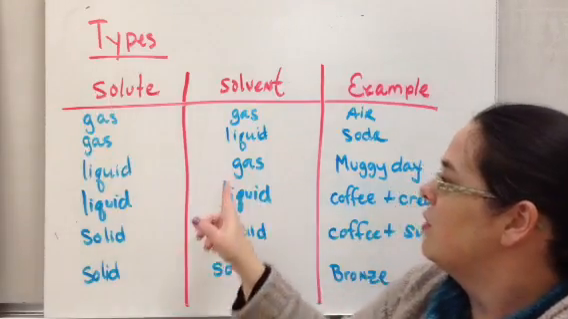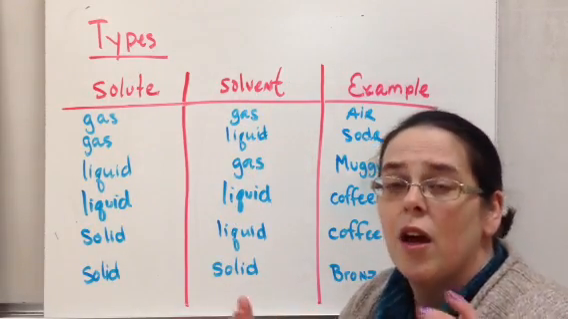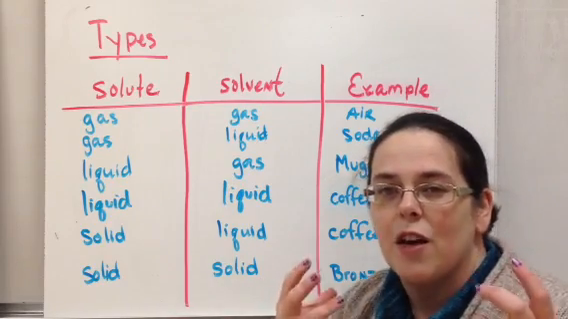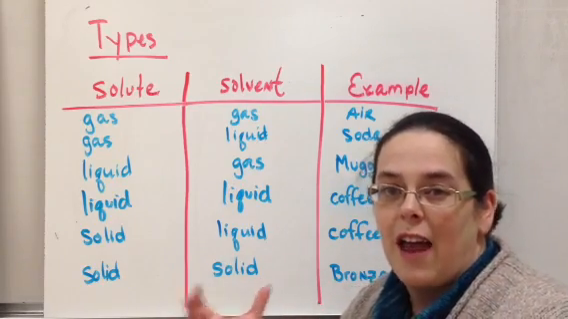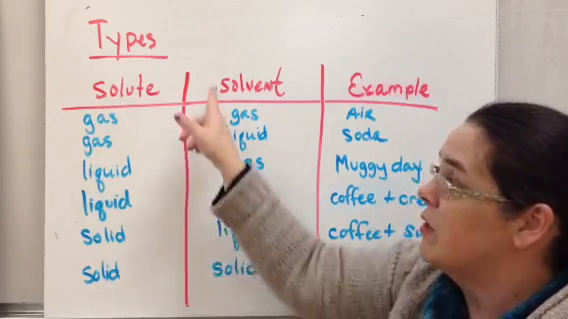Liquid as a solute and gas as a solvent. So you might say, how can a liquid dissolve in a gas? Well, think of hot summer muggy days. That is water dissolved in air, gas. Liquid solute and a liquid solvent.